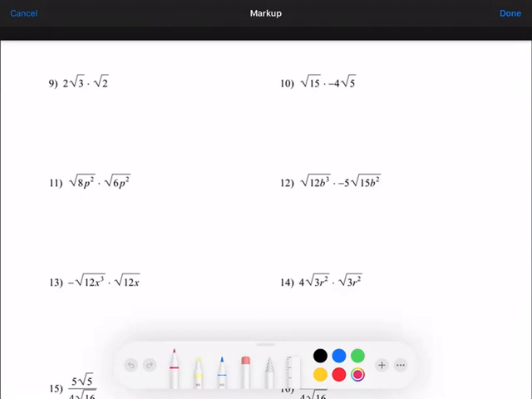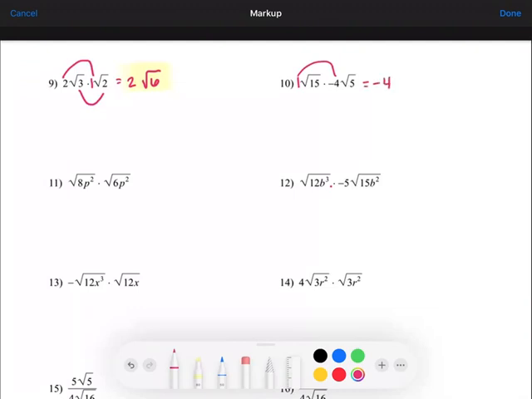All right, starting with number 9. When I'm multiplying, I multiply coefficients together and then radicands together. So I have a 2 and a coefficient of 1. 2 times 1 will give me 2. Square root of 3 times square root of 2 gives me the square root of 6. This cannot be simplified because the factors of 6 are 3 and 2, so there's no pairs. So this is my final answer.